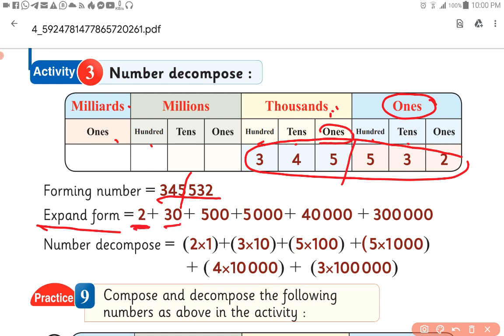2, then 30, 3 in tens please. 5 becomes 500, 5 in hundreds please. 5,000, 5 in thousands please. 40,000, 4 in 10,000 please. 300,000, 3 in 100,000 please.